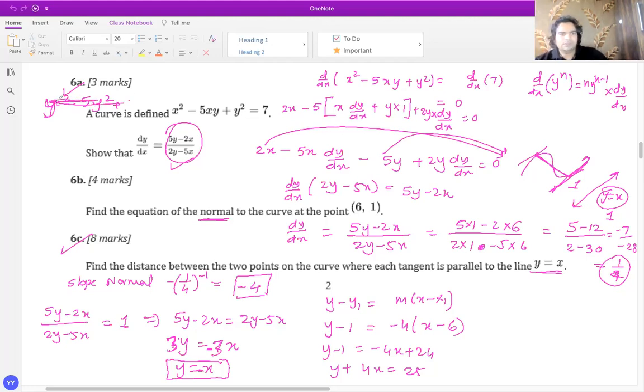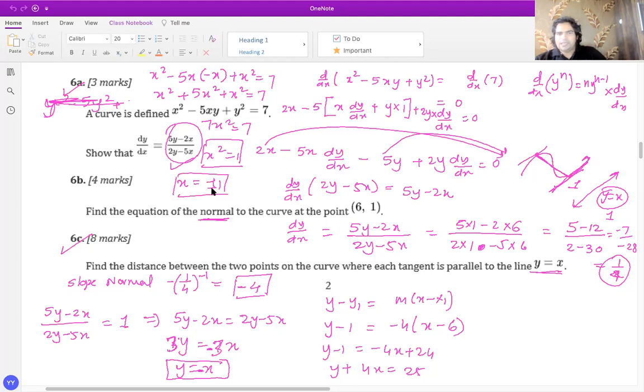Now if I substitute here, in place of y, if I put negative x, we get x squared minus 5 times x times negative x plus x squared equals 7. Because if I square negative x, that will be x squared. So x squared plus 5x squared plus x squared equals 7. So we get 7x squared equals 7, and x squared is 1. So x is plus or minus 1. And if I plug x equals plus or minus 1 in this, we get the y coordinate, and we can use the distance formula to find out the actual distance between them.